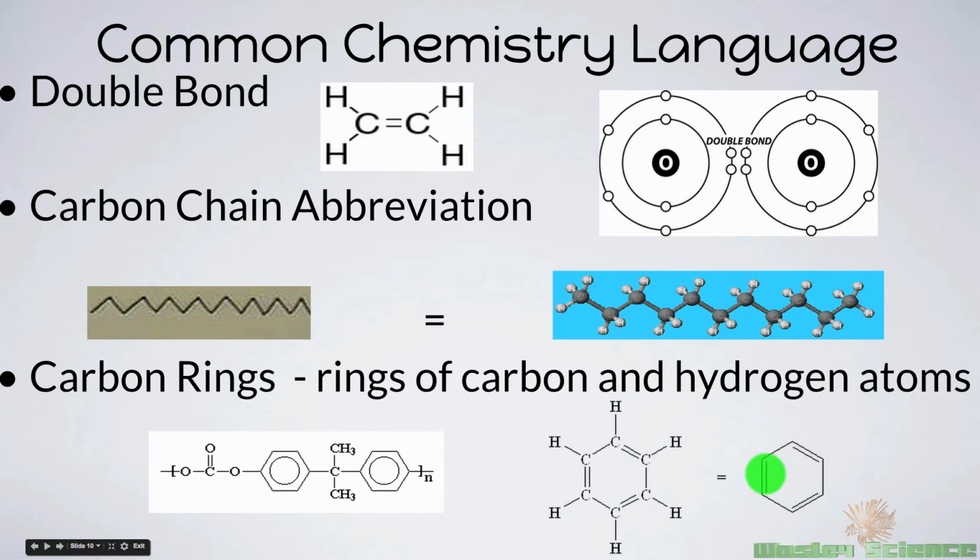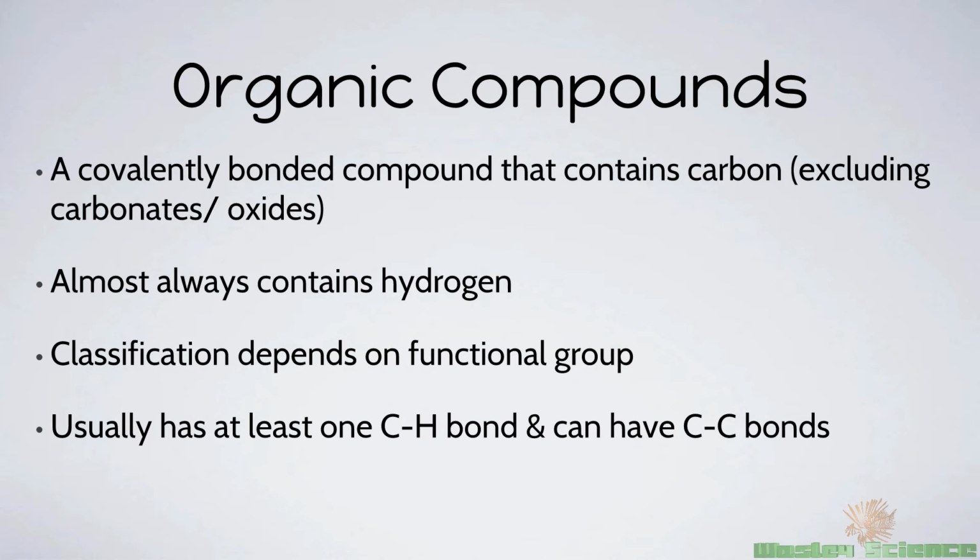And the reason why they make this abbreviation is this would take an awfully long time to draw in comparison to what you see on the right. And in some monomer chains, you would be having several of these squares. So it's just an easy way for a chemist to describe a certain monomer. All right, so let's talk about what organic compounds are, because organic compounds are what we can use to make polymers.